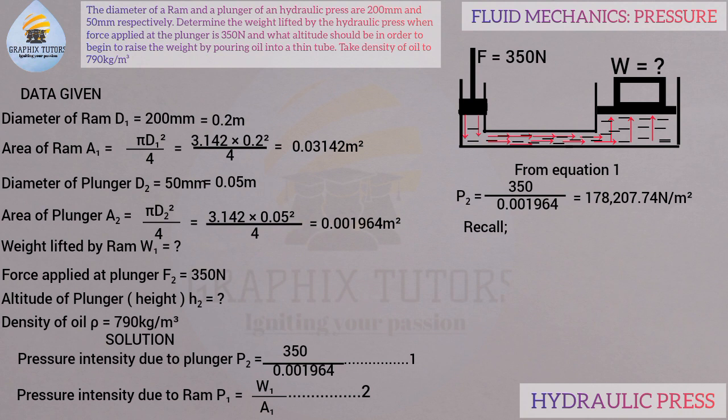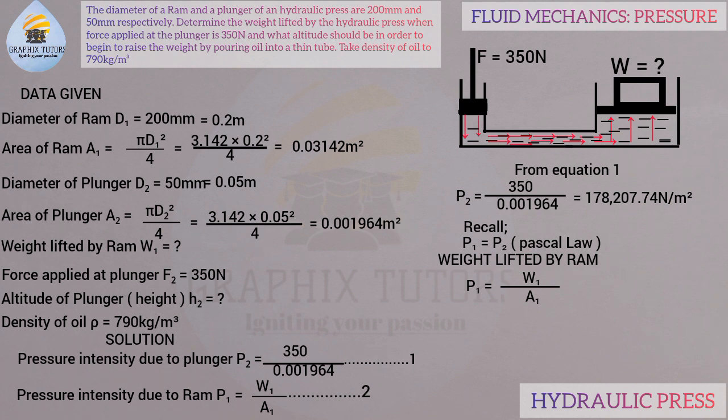Recall, we know that the pressure at the ram is equals to the pressure at the plunger, and that is Pascal's law, which says that the pressure intensity on a liquid at rest is equal in all directions, right? So whatever pressure is applied at the plunger will be the same pressure at what? At the ram. That's what I'm trying to tell you here. So from equation 2 now, we know that the pressure at the ram is equals to the weight lifted by the ram all over the area of the ram. So that's what we have there.